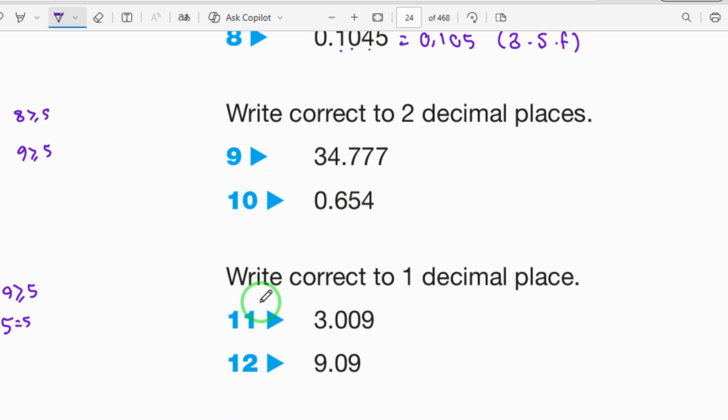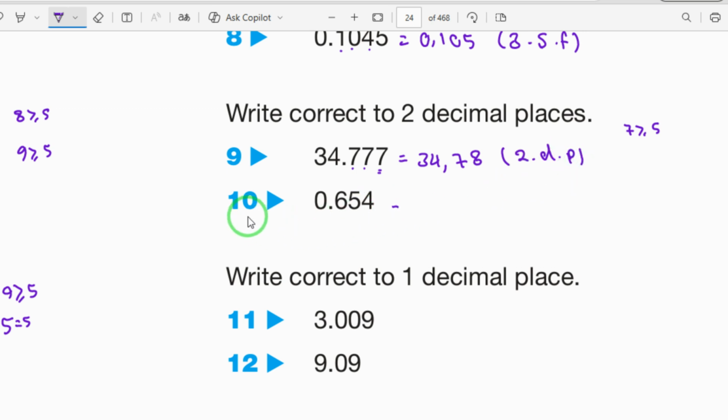Question number 9. In question number 9, write correct to 2 decimal places. Here we count after the decimal point, 1, 2, and we face 7. 7 is larger than 5, so we round up, and the second 7 becomes 8. It's equal to 34.78. It's corrected to 2 decimal places.